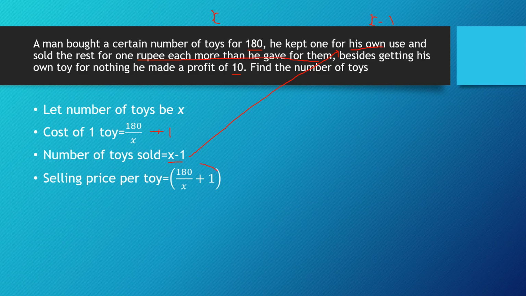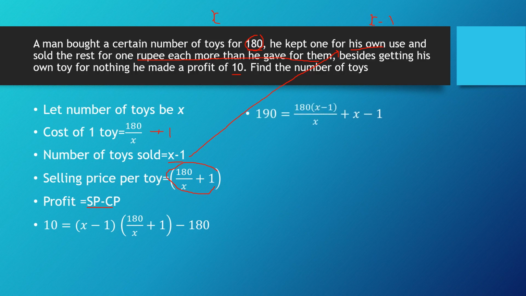So if I sell the toys at this price, I am earning 10 rupees profit. So what is profit? Selling price minus cost price. What is selling price? I've got here 180 by X plus 1 into number of toys. What is number of toys now? X minus 1, minus, what was my cost price? My cost price was 180. So 180. Now just normal simplification you have to do. We will solve again. You get a quadratic equation. Again you try to factorize.